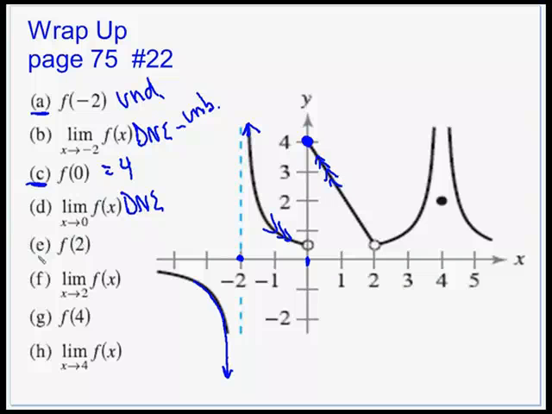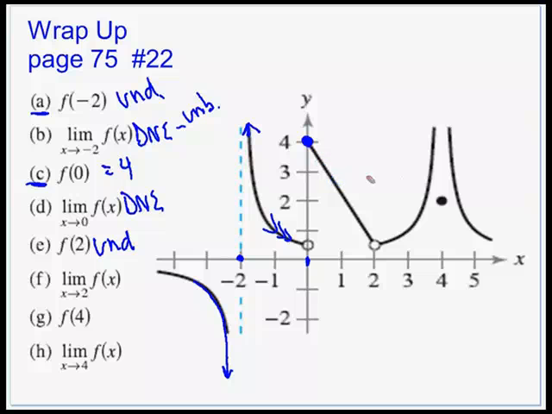Let's see here. What's the next one? Letter E. f of 2. If I go to my x value of 2 and I look down here, I don't see the function anywhere. If I look up, I almost hit the function, but I go right through that hole and I keep on going and I never hit anything again. So f of 2 is undefined, just like f of negative 2.